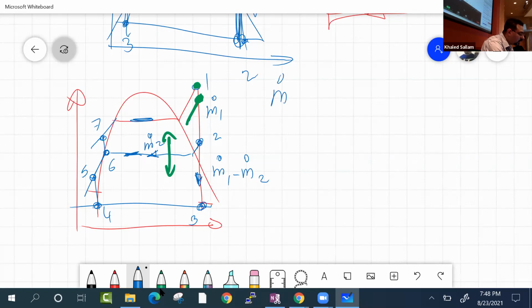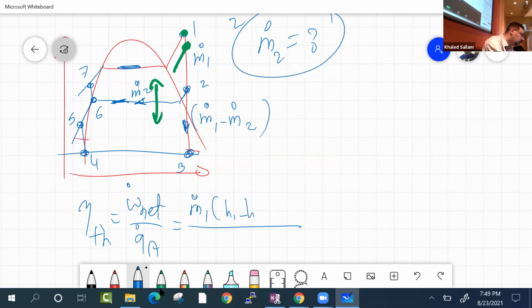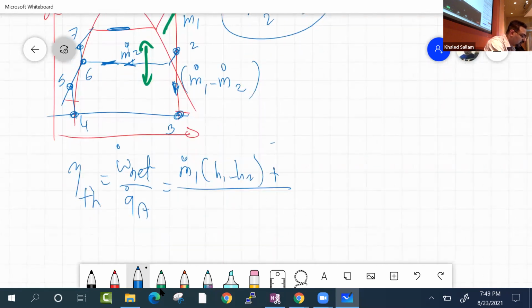So required is m dot 2. I need m dot 2 because if I don't get m dot 2, how am I going to get my turbine work? At the end of the day, eta thermal is work net over Q added, and you want to write this because that's your project. And that work net is going to be m dot 1 times h1 minus h2, plus m dot 1 minus m dot 2 multiplied by h2 minus h3, right?